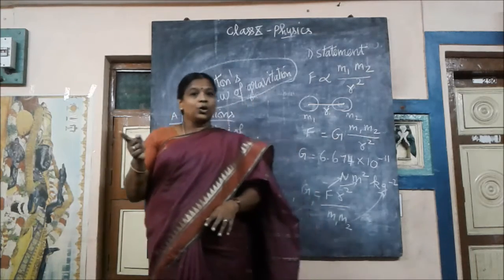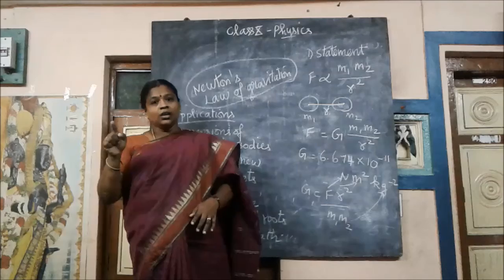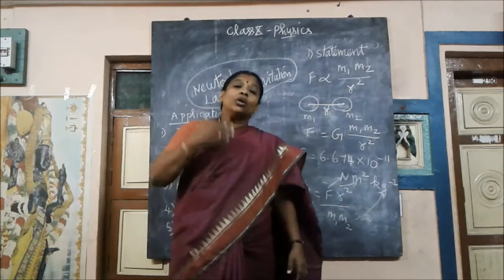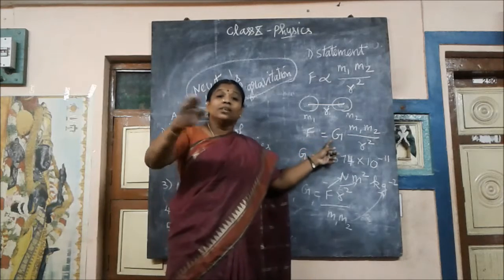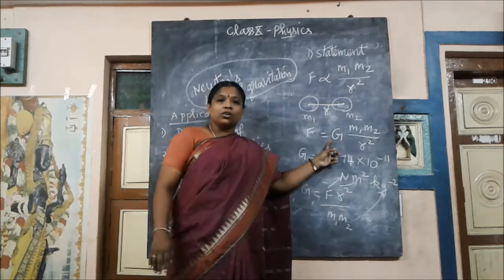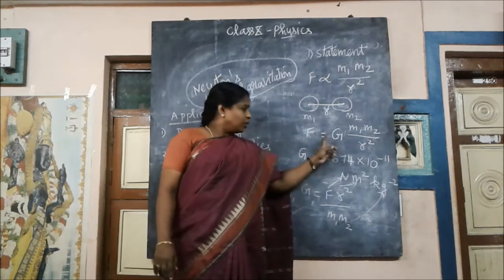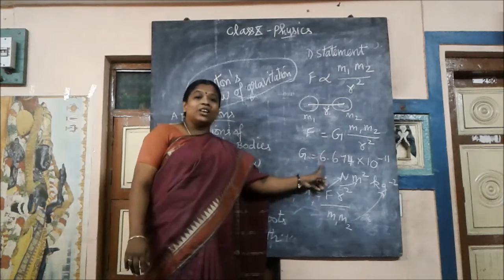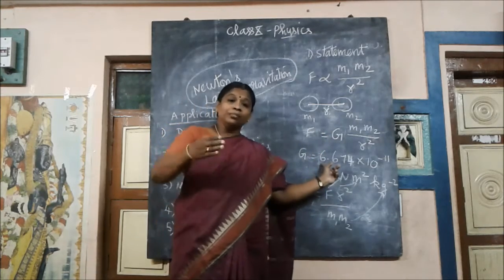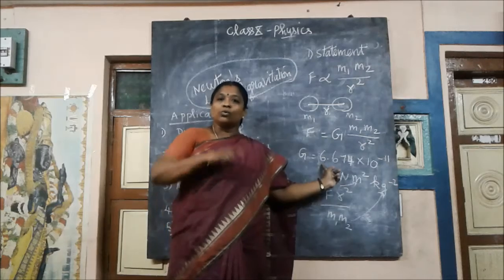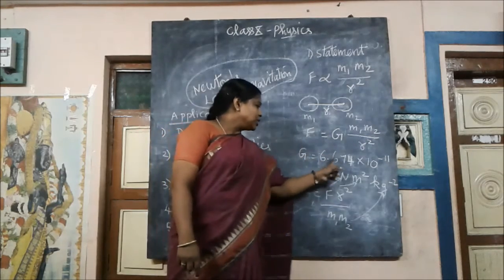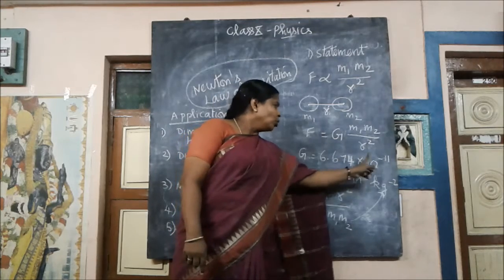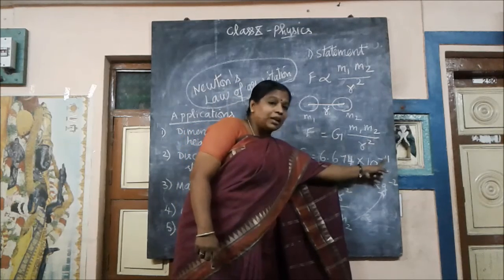Before, we had learnt one g, that is small g, that will change from planet to planet. But this G is universal, it is a gravitational constant, it will not change. Okay, so its value is experimentally determined, that you will learn in your higher classes, how to determine its value. G is equal to 6.674 into 10 power minus 11.